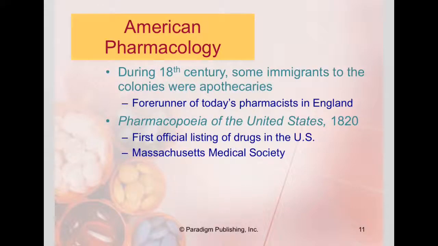It was during the 18th century that some immigrants to the colonies were apothecaries instead of just doctors that were giving out medication. They are the forerunner of today's pharmacists in England. The Pharmacopoeia of the United States was established in 1820, and it was the first official listing of drugs in the U.S. It was published by the Massachusetts Medical Society.